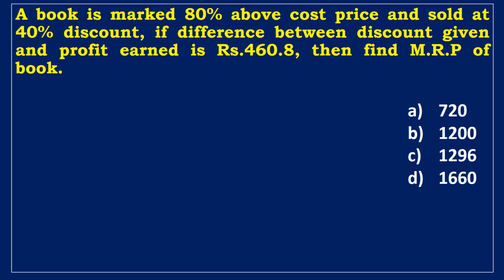A book is marked 80% above the cost price and sold at a 40% discount. If the difference between the discount given and the profit earned is rupees 460.8.